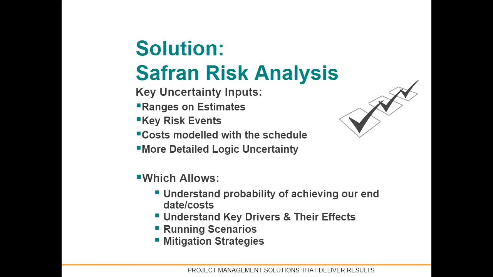So, out in the market, there's a number of risk tools. Safran being a relatively new entry to the market, this tool came out in about 2015 and really matured in about 2017. But it's a great tool because it allows you to do ranging on estimates, allows you to model your key risk events. It allows you to tie your cost model with your schedule, and allows you to build uncertainty into your logic in the model as well. So all of those things together let us understand the probability of achieving our dates and costs.